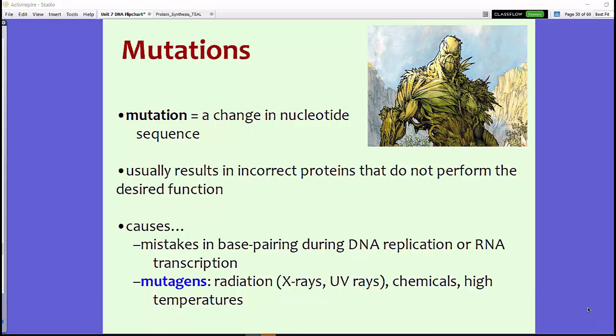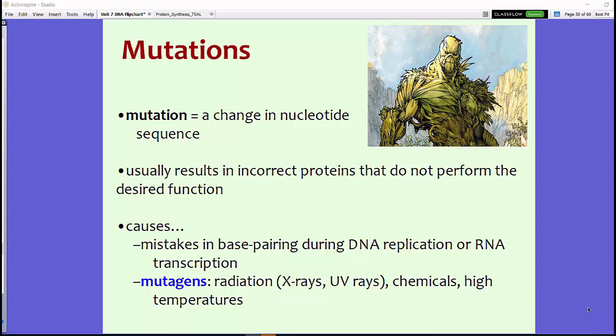But during translation as well, we could have some sort of DNA mistakes or possibly some other ways, such as mutagens, that could affect some of that base pairing. So, a mutation, as we've talked about before, is a change in nucleotide sequence. Instead of the A, C, G sequence, sometimes one of those base pairs will actually change, or maybe a base pair won't pair correctly with its supposed complementary base pair. A mutation is just a change in nucleotide sequence. This usually results in incorrect proteins that do not perform the desired function.